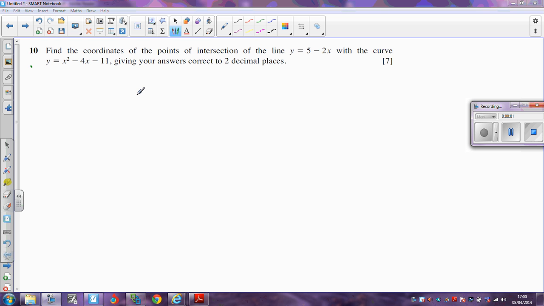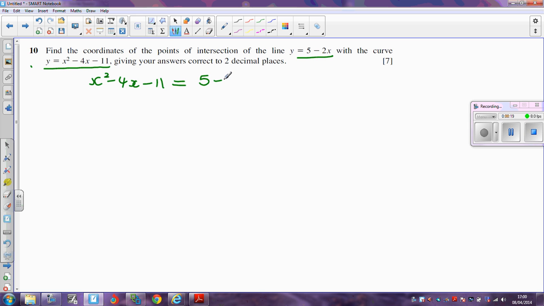Okay, to find the points of intersection of this straight line and this curve, we need to substitute one into the other. And in this case, that's quite straightforward because y is the subject of both. So I'm going to write that x squared minus 4x minus 11 must equal 5 minus 2x.